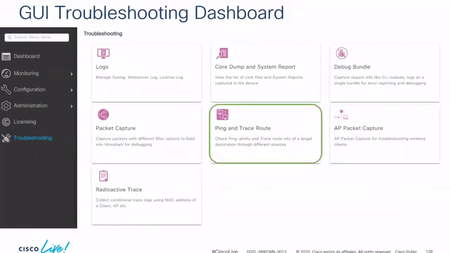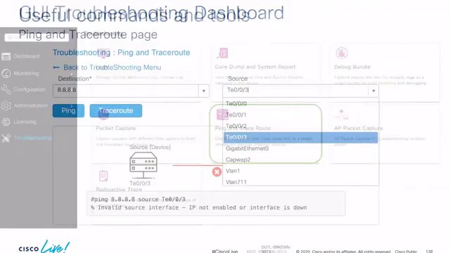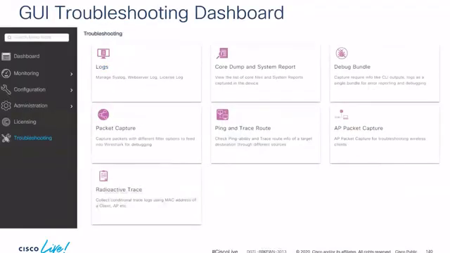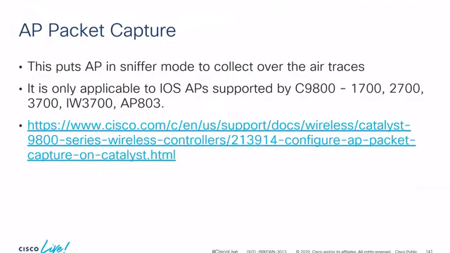In addition, we also have the ping and trace route utility, which, as the name suggests, is meant for pinging, identifying connectivity, or checking the trace route. We also have this AP packet capture widget. Essentially, what the AP packet capture is about is where you put the AP in a sniffer mode so it can collect over the air traces. If you do not have a MacBook handy, you have an AP that you can use.